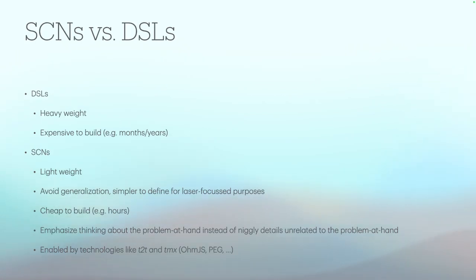Solution-centric notations, SCNs, differ from traditional domain-specific languages, DSLs. DSLs are heavyweight and expensive to build. SCNs are lightweight, avoid generalization, are simpler to define for focused purposes, cheaper to build, taking hours instead of weeks, and emphasize thinking about the problem at hand instead of unrelated details.